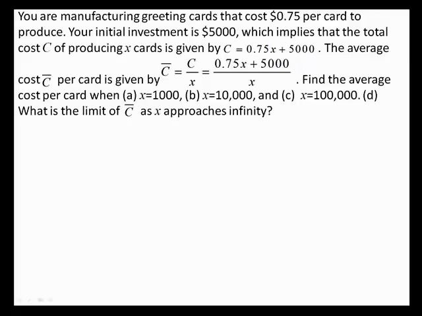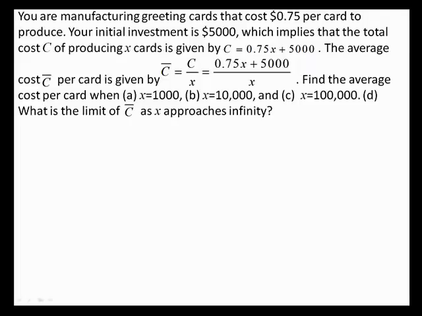You are manufacturing greeting cards that cost 75 cents per card to produce. Your initial investment is $5,000, which implies that the total cost C of producing x cards is given by C is equal to 0.75x plus 5,000. The average cost C bar per card is given by C bar is equal to C divided by x is equal to (0.75x plus 5,000) divided by x.